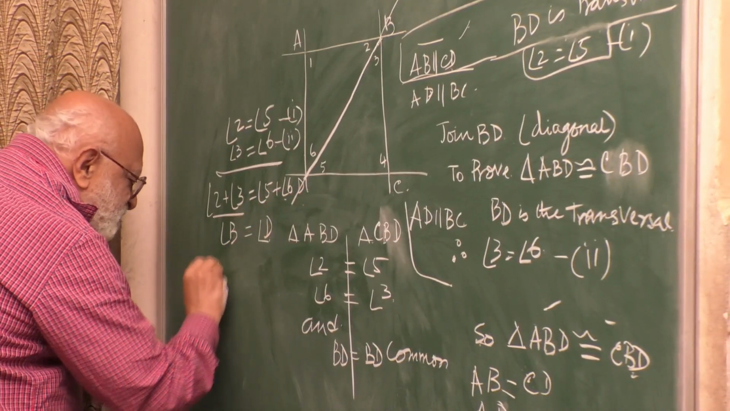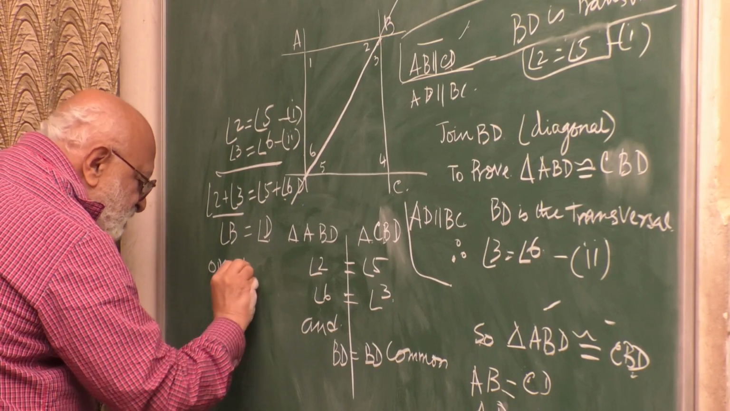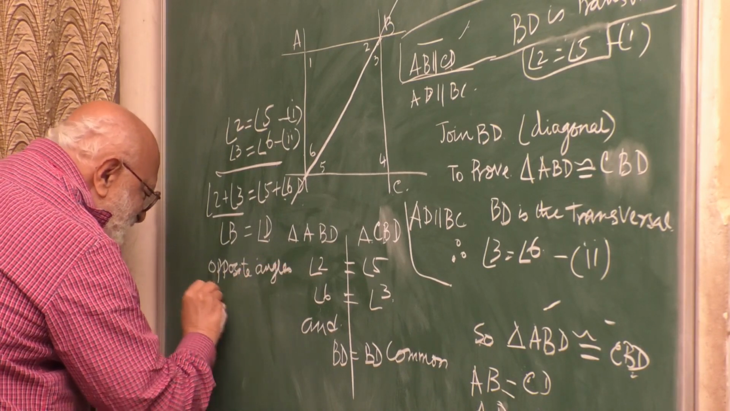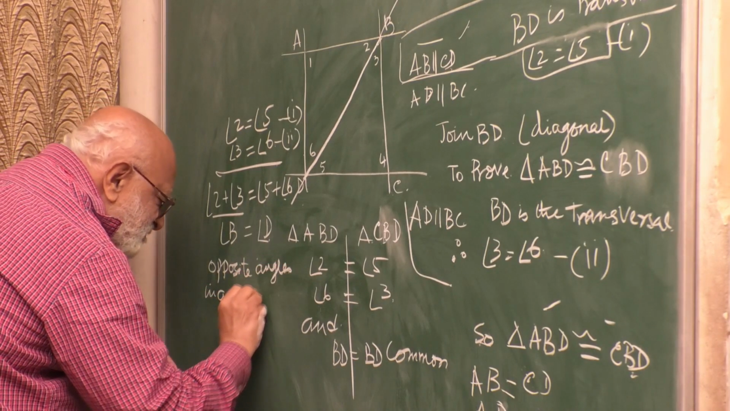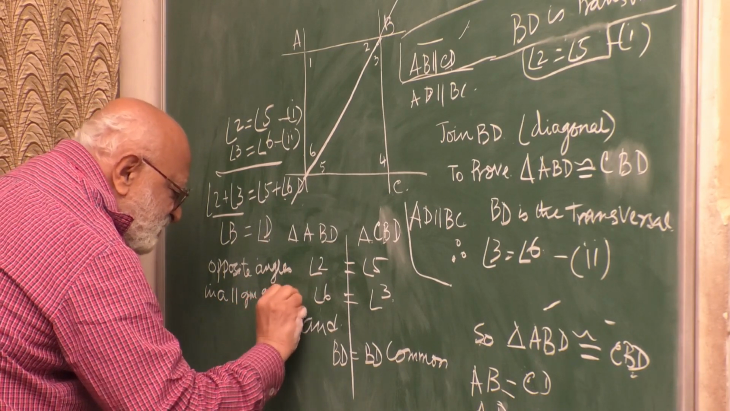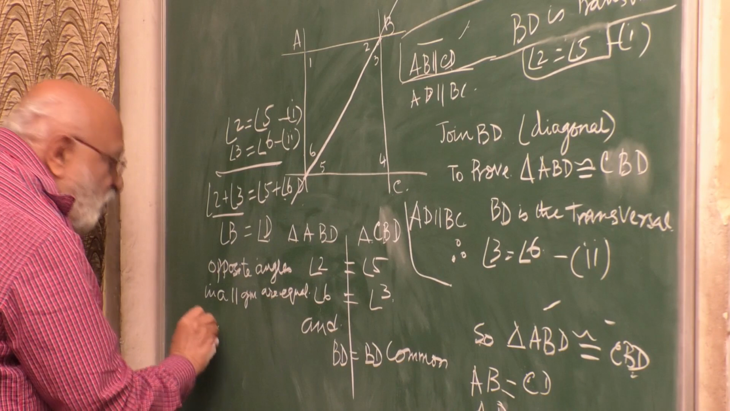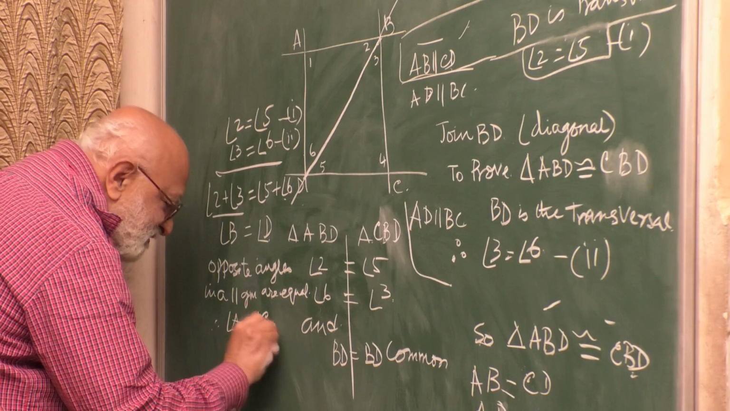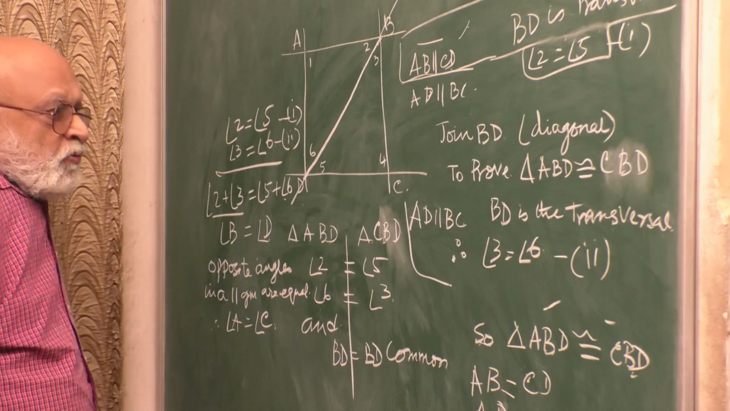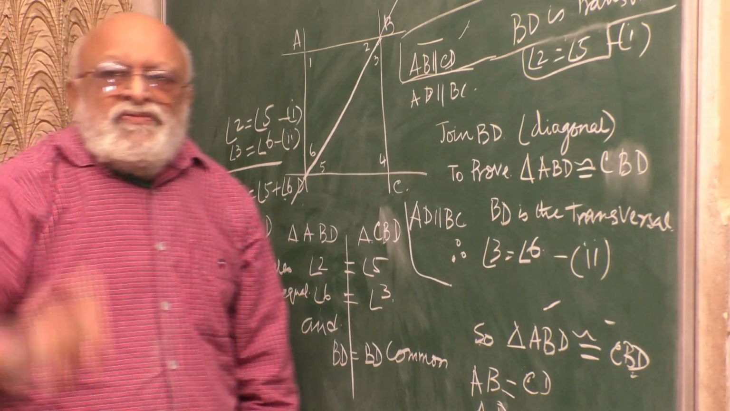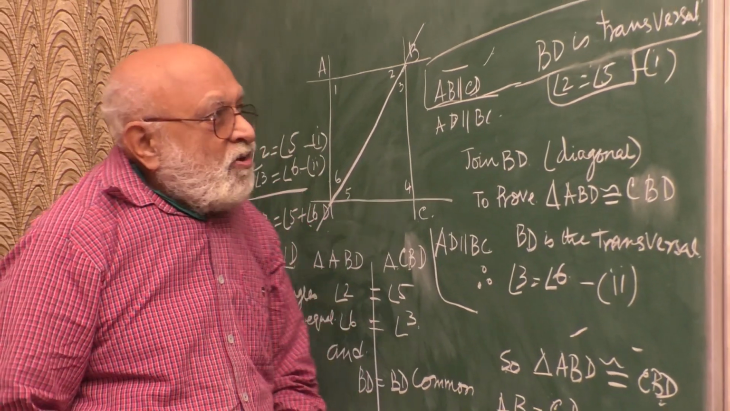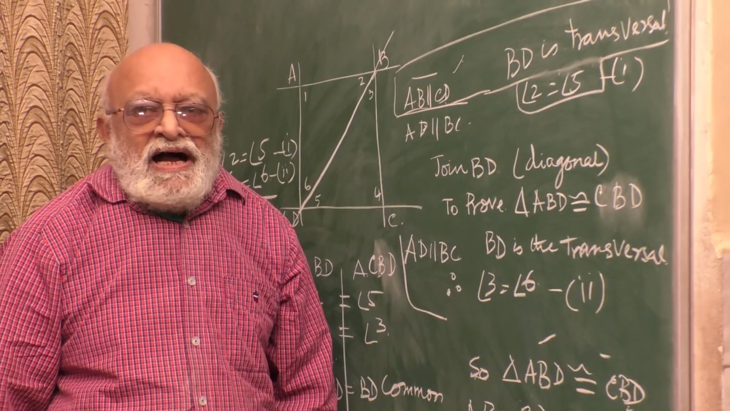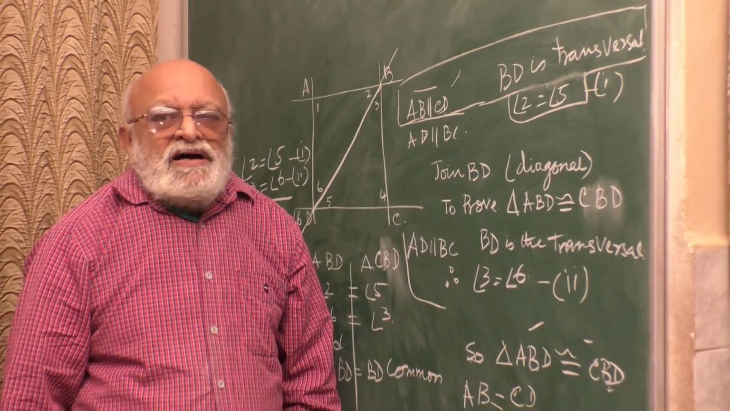So opposite angles in a parallelogram are equal. Therefore angle A is also equal to angle C. We will stop it here and continue with the parallelogram as we go along. This will be our part 1, and we will be putting up part 2 soon.